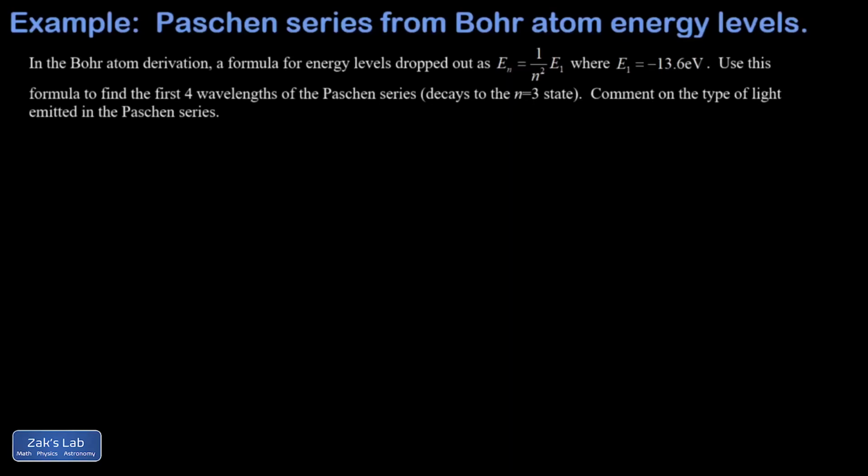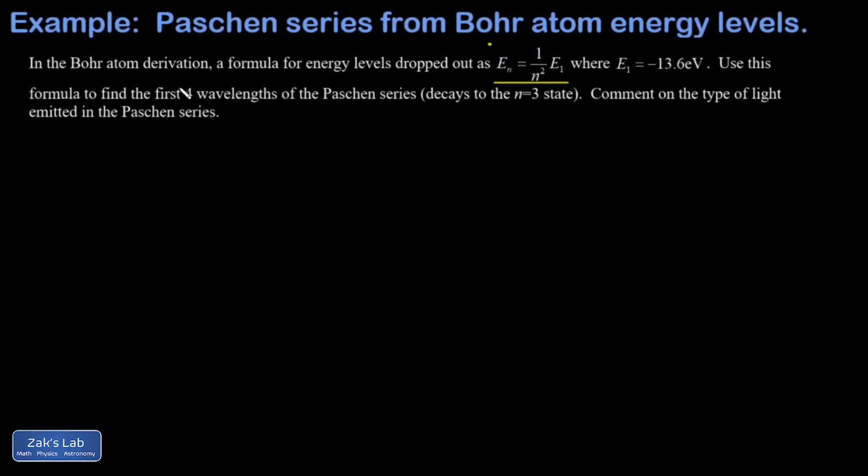In this problem, we start with a reminder of the energy level formula in the derivation of the Bohr atom. The Bohr atom is this model of the hydrogen atom. We started with the quantization of angular momentum, and we arrived at the quantization of the radii of the electron orbitals and the quantization of the energy levels, which is the little formula that we're looking at here. It turned out that the nth energy level is 1 over n squared times E1, where E1 is the ground state energy of negative 13.6 eV.